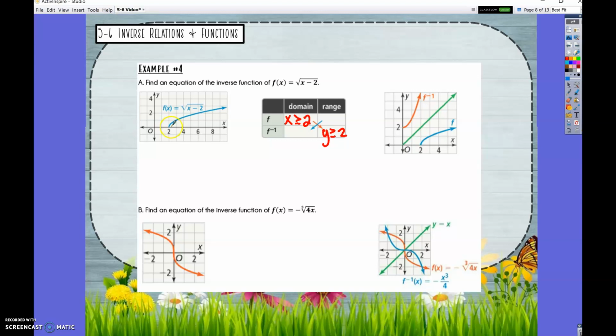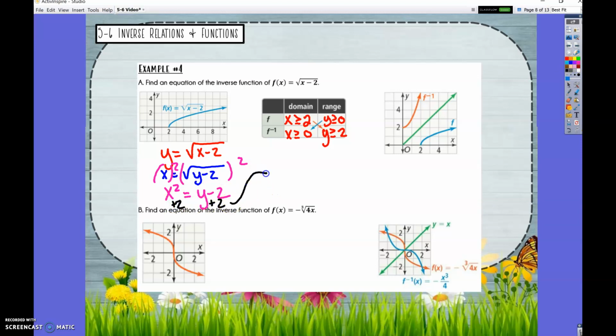Whereas our range, it starts from 0 to infinity, so we would say our range would be y is greater than or equal to 0. That'll be our new domain, x is greater than or equal to 0. If we look at this graph, here is our original f function, here is our inverse function. If we were going to actually solve for the inverse function, I would need to switch my x's and y's and then square both sides to get my square root to cancel. So x squared equals y minus 2.